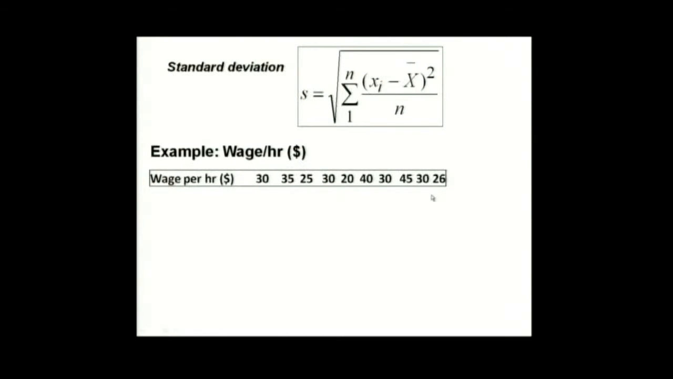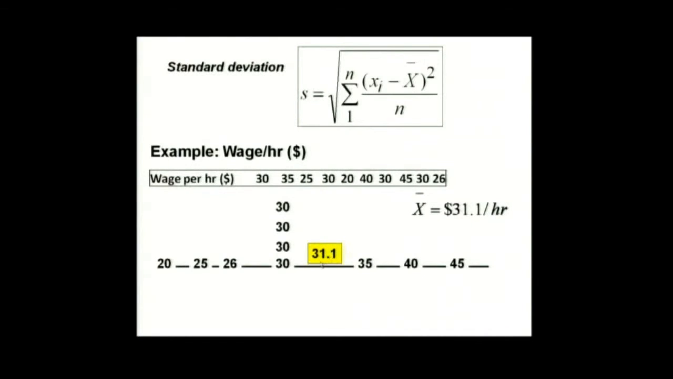Here is an example to illustrate how we calculate the standard deviation. We have a set of data, the same set of data we had before about the wages per hour. In order to calculate the standard deviation, we first need to calculate the mean value as we did before. So here is the mean value, 31.1. In order to follow this equation, we need to take each individual observation and subtract it from the mean value, which is 31.1.